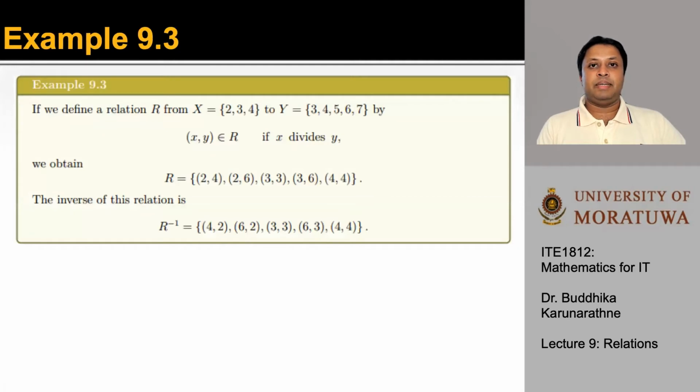Let's take an example once again to explain it better. Taking the same example from before, the original relation contains (2, 4), (2, 6), (3, 3), (3, 6), and (4, 4). When you invert it, you have the inverse relation (4, 2), (6, 2), (3, 3), (6, 3), and (4, 4). Basically, what you do here is interchange the values x and y, and you get the inverse relation in this example.